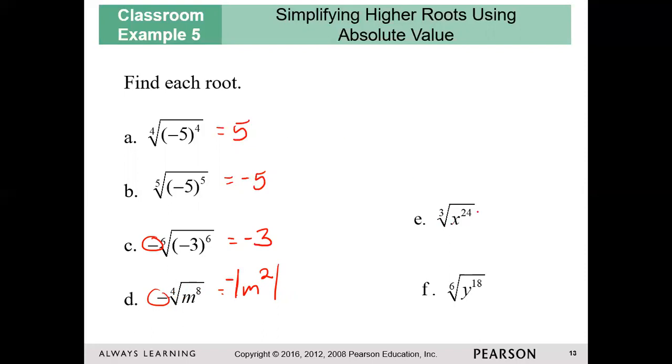Over here, that same shortcut applies. Take this 24 and divide it by your index, which is 3. Since your index is odd, you do not need the absolute value. So you're just going to get x to the 8th power, because 24 divided by 3 is 8. And then last but not least, 18 divided by 6 is going to be y to the 3rd power, but your index is even, so you need the absolute value. Again, if this were me in my class and I was assessing you on a test and you forgot the absolute value bars, I would not take points off. But I cannot guarantee that MATLAB will let it slide.